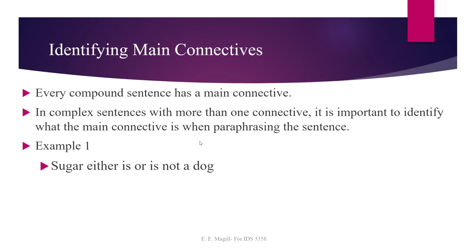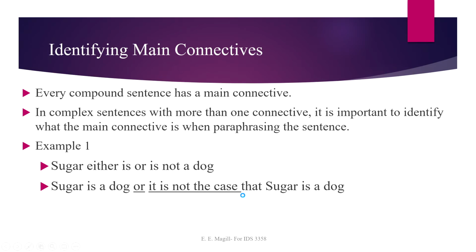We've got both or and not in the natural English sentence, so we know we're going to be working with both a disjunction and a negation. Here's the truth functional paraphrase with the connectives underlined. Sugar is a dog, or it is not the case that sugar is a dog, right? So two connectives. So now we need to look at which of these two connectives is the main connective. We can tell in the paraphrase that the negation only modifies the second occurrence of sugar is a dog. The or connects both of these two expressions.